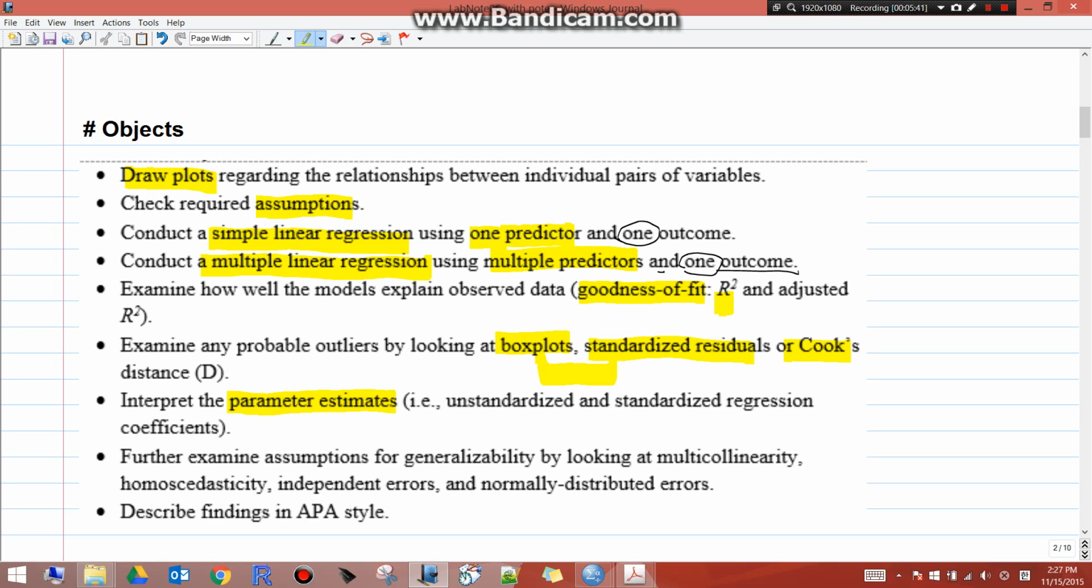Then we want to conclude based on the findings. We usually want to say something about a larger population rather than just the sample that I analyzed in my data, which is called generalizability. In order to achieve generalizability, we also need to make sure that our data meet the required assumptions. So we will check those assumptions again for generalizability. Same as usual, we will describe and present all these findings in APA style.